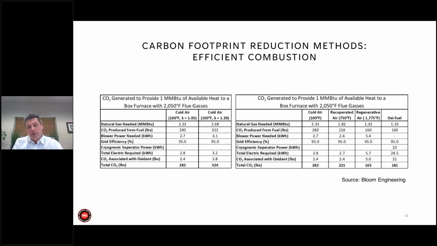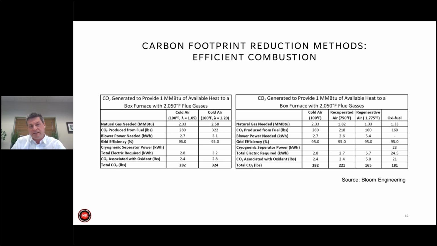Here's just a couple of tables, courtesy of Bloom Engineering. They've done a really good job over the last couple of years showing how different methods of combustion can either save carbon footprint or maybe even add to the carbon footprint. I'm not going to go through these numbers right now, but pretty much the table on the left is telling you to tune your burners. If you're operating in high excess air, you're emitting 30 to 50% more carbon dioxide than you should be.